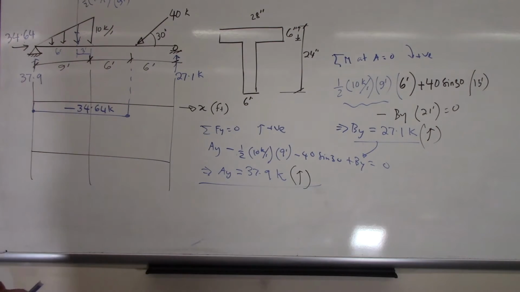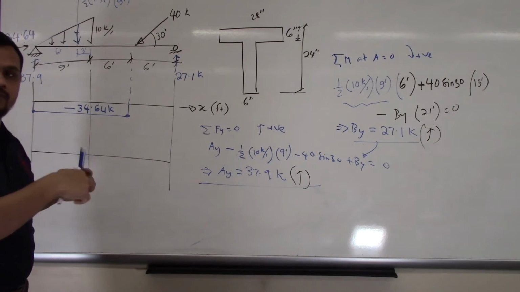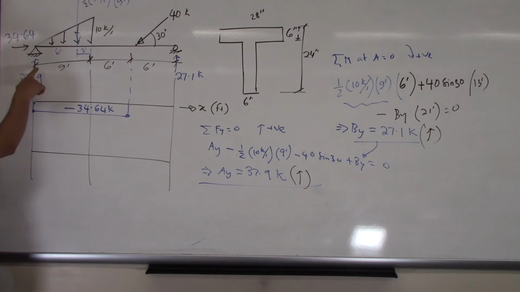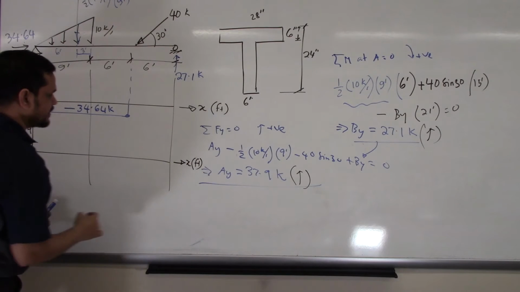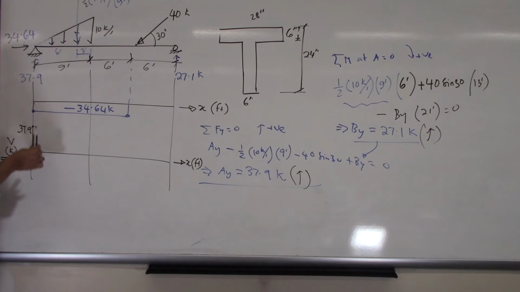Again, how to draw shear force diagram? Find your reaction, follow the rules. What is my first force? 37.9. It is up, so I will go up. I am drawing a shear force diagram in kip. Shear force diagram. This is my X in feet. So my first force is 37.9 positive, so I went up. Force is up, I went up. Then this is telling me go down, go down.